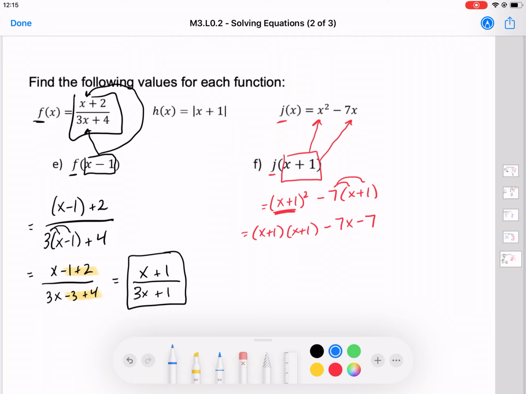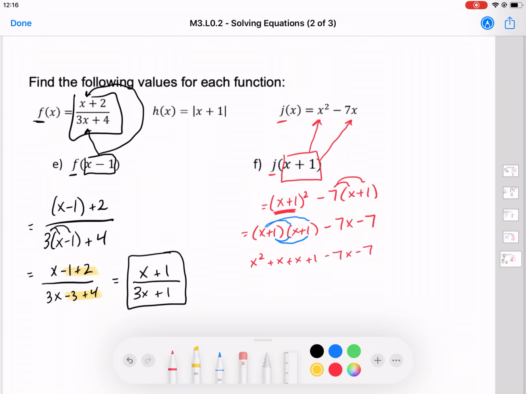Now that we have this x plus 1 times x plus 1, what we're going to do is FOIL. It's just a fancy way of distributing. It's really just distributing, okay? So I'll do x times x, which is x squared. X times 1 is x. 1 times x is x. 1 times 1 is 1. And then we still have our minus 7x minus 7.